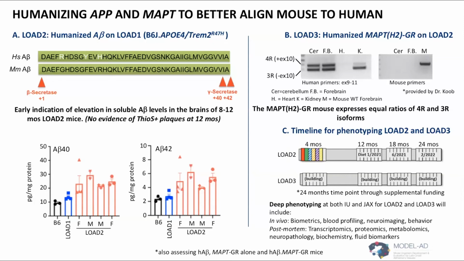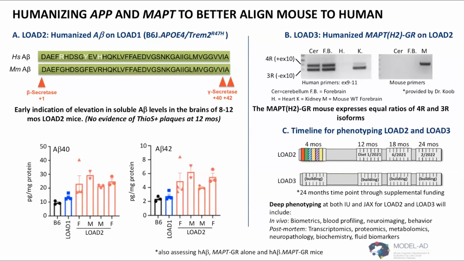And so all of our deep phenotyping studies are going out to 24 months of age. And so this is a long process. In terms of LOAD2, we've got mice established that are 4 to 12 months of age, and we're waiting on establishing those that are going to go to 18 months and 24 months. And we're just building the cohorts for LOAD3. The 24-month time point was recently added thanks to supplemental funding from the NIH.